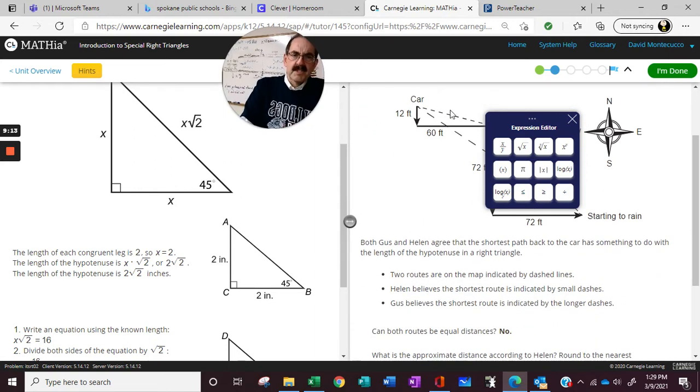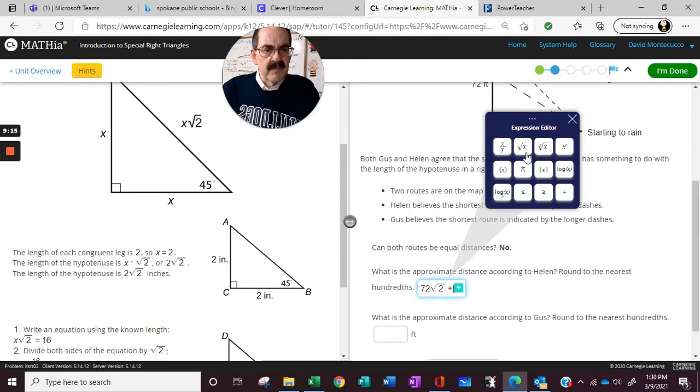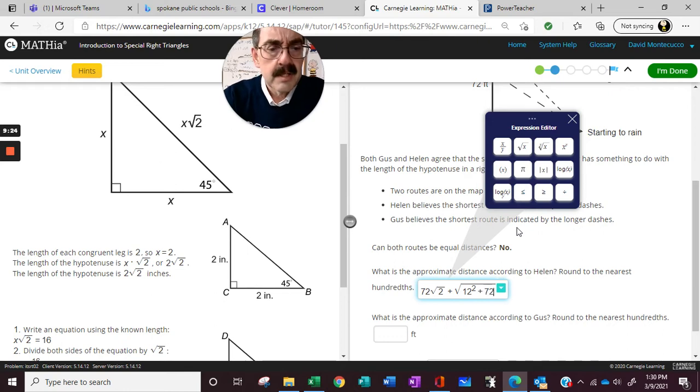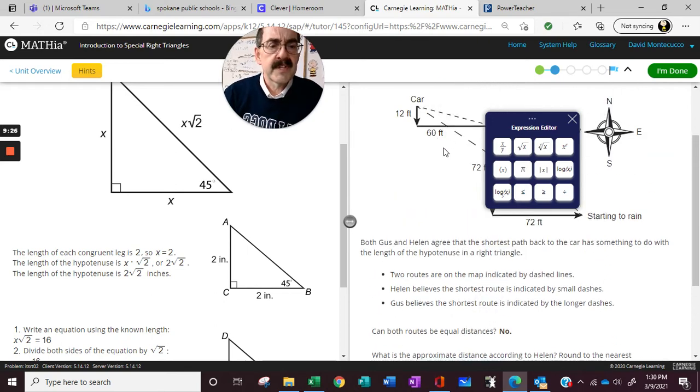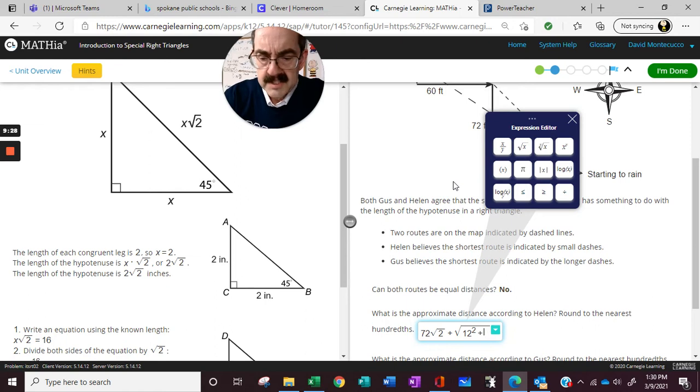A squared plus B squared equals C squared. So we have the square root of 12 squared plus 60 squared.